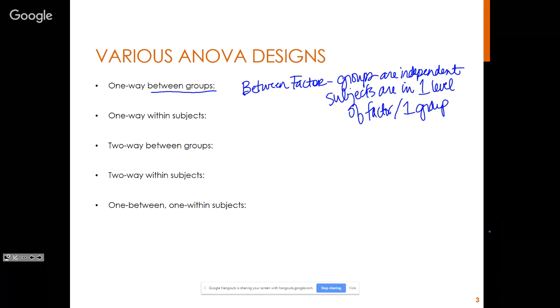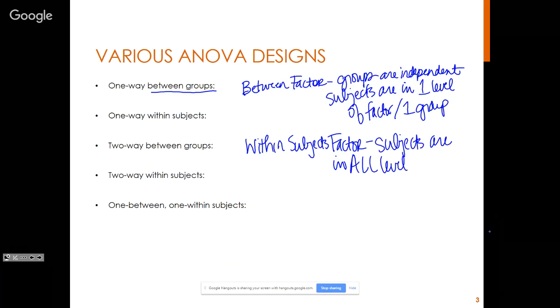Yeah. Okay, so what is a within subjects factor? How's that different from a between groups? Yes. So subjects are in all levels of the factor. Good.